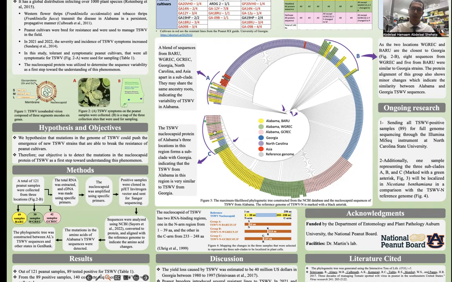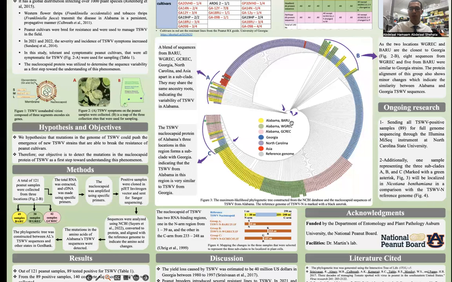In group C here, we have BRU, we have GCREC, we have WGREC, only with Georgia, which supports and confirms the hypothesis that most of the Alabama strains are very, very similar to Georgia, especially in this clade. The same thing here in group B, but GCREC is not found here. It's only like 2 locations from Alabama, and also again with Georgia.